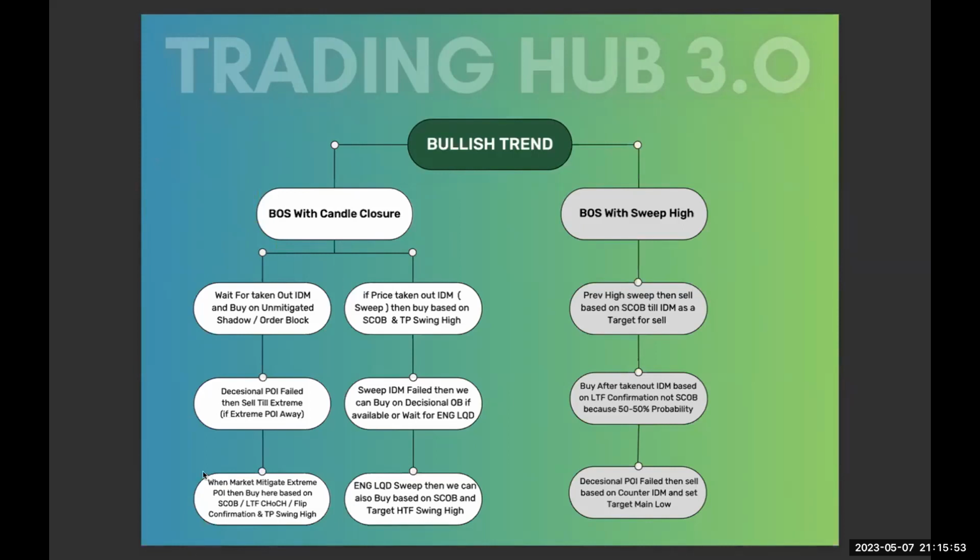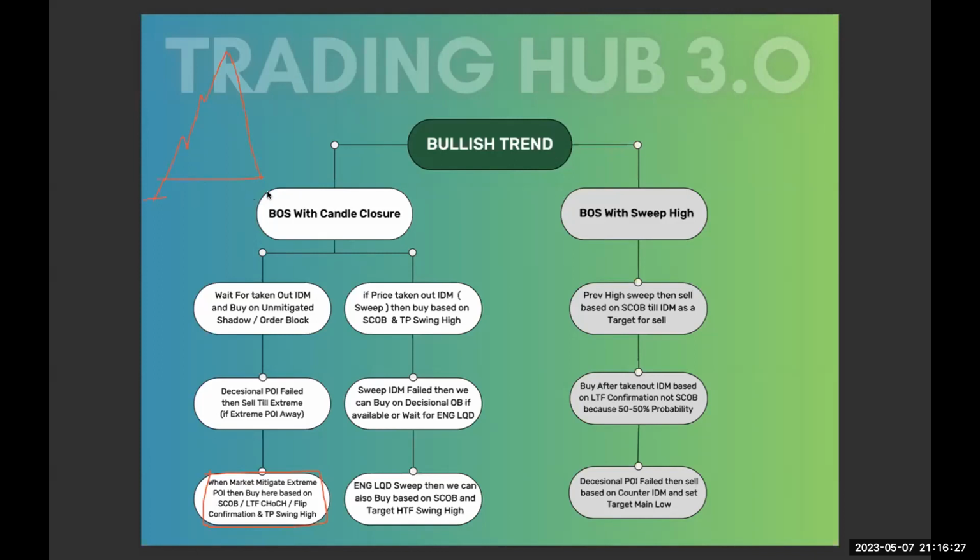And the final one, when price mitigates your extreme PoI and then you buy here based on single candle order block, lower time frame choch and flip confirmation, and TP main swing high. That's it. Simple. When price taps on your extreme PoI after taking out the engineering liquidity, or you can say taps on your unmitigated extreme PoI, then you can buy or sell based on single candle order block, choch, and flip. Everything is applicable, right? Like this.